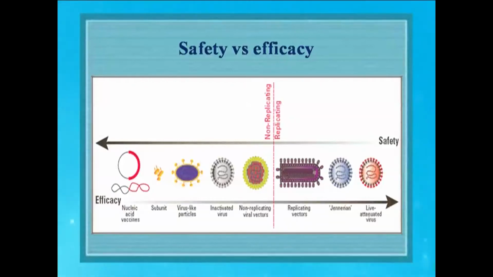Whereas subunit vaccine, virus-like vaccine, DNA vaccine, though they are not so efficient, since they are not carrying any infectivity, they are the safe vaccines. So we can say third generation vaccines are safer compared to the first and second generation vaccines.